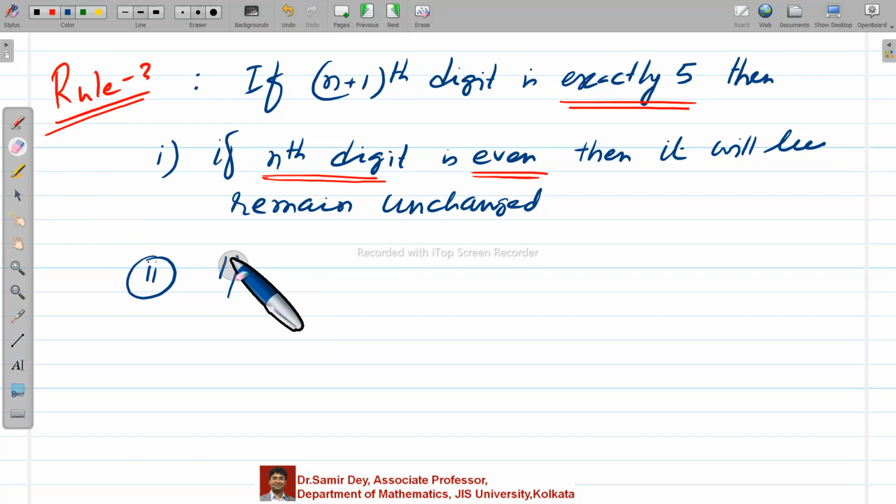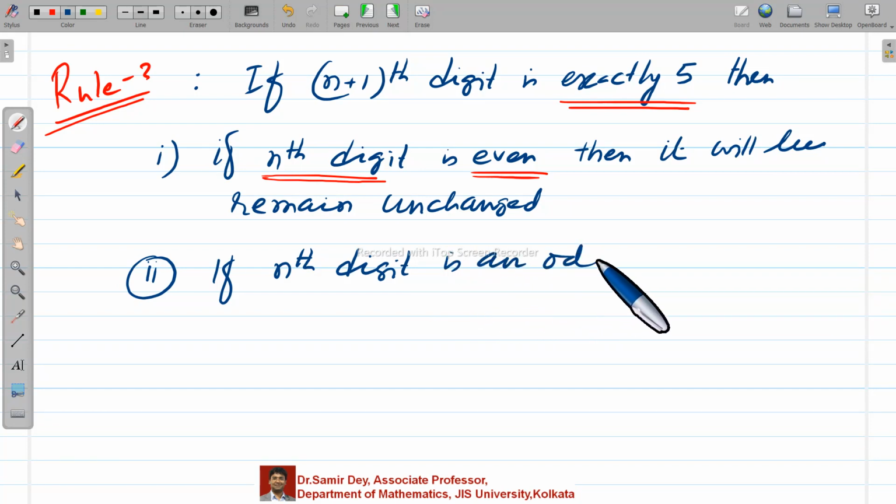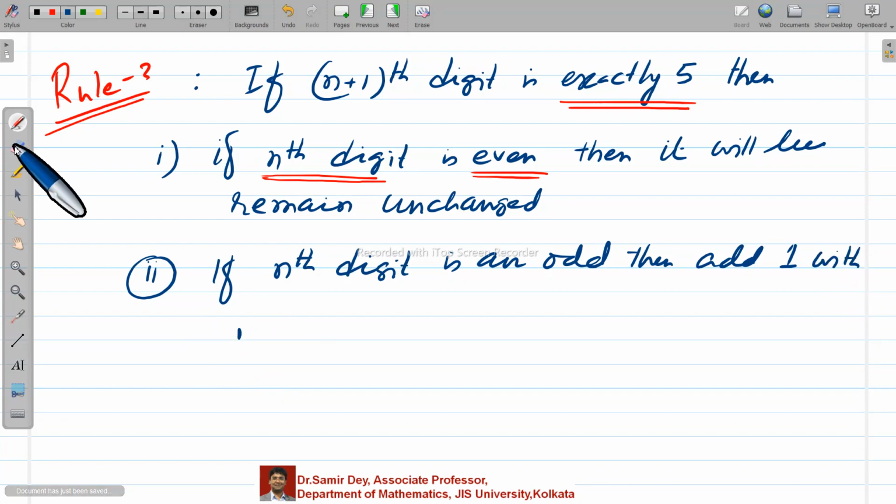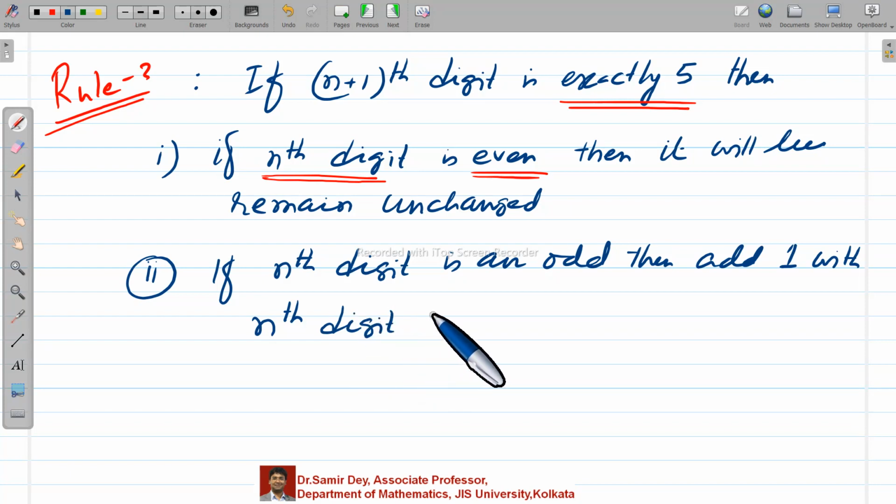Next, number 2 situation. If the nth digit is odd, then add 1 to the nth digit. Is it clear? There are two situations.